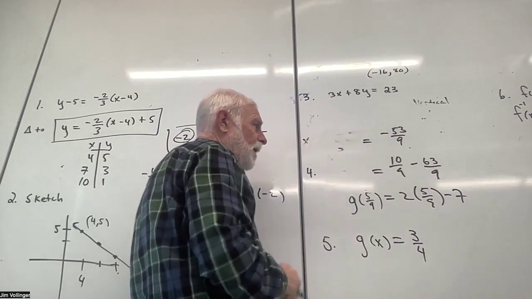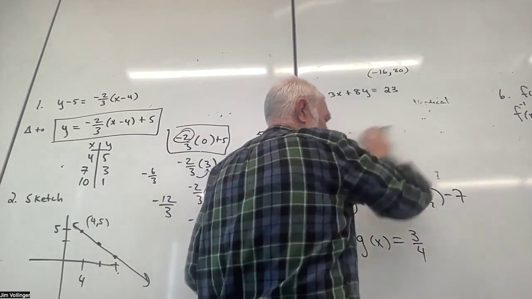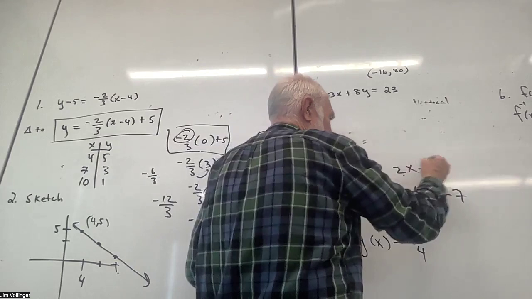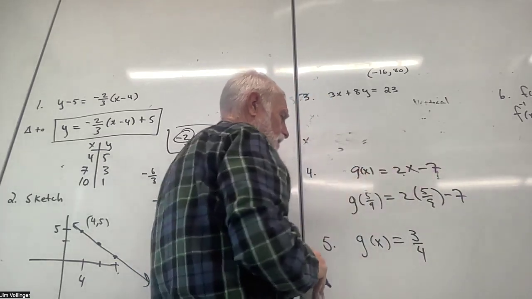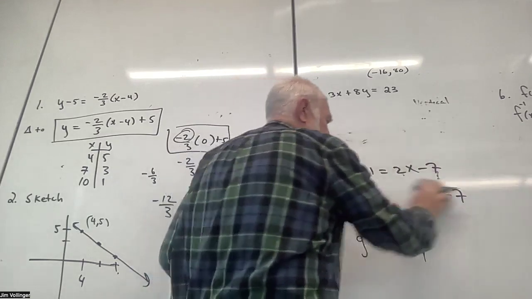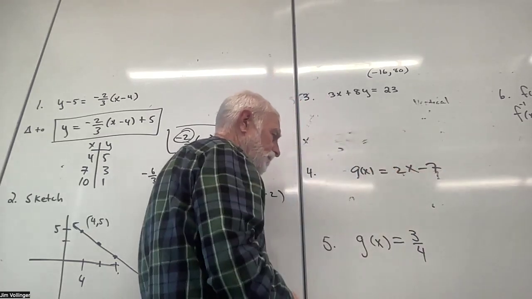And if you can do the next problem, I shouldn't have erased it, but I have it right here. That's 2x minus 7. That's another name for g of x.